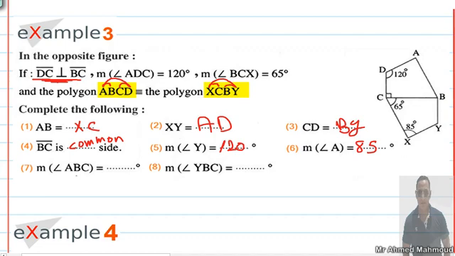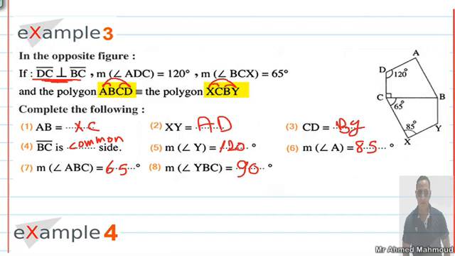Angle ABC, measure of angle ABC equal to angle XCB, which equals 65 degrees. Then ABC equals also 65 degrees. Angle YBC, which is equal to angle DCB, which is equal to 90 degrees. And I think it's very easy using this orientation.